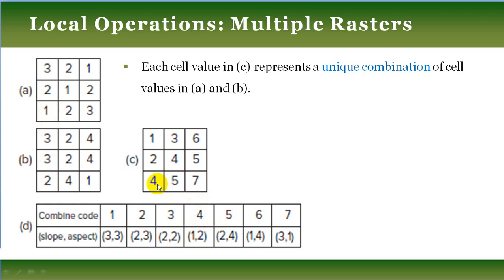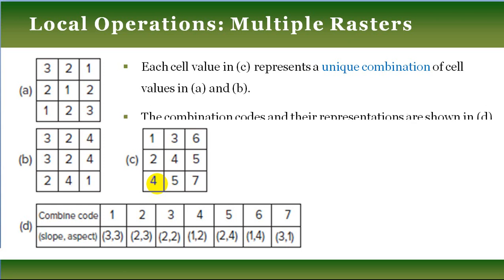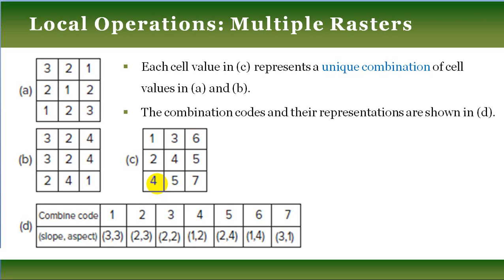So in this way, using 2 rasters, we can check whether they have a unique combination. If they have a unique combination, in the output raster it will generate, for every pixel, a new value. So that is another way we can see here. The combination codes and their representation are shown in the D box.